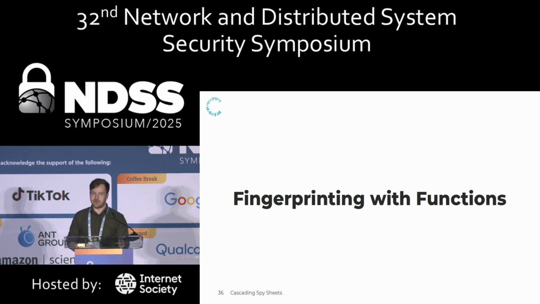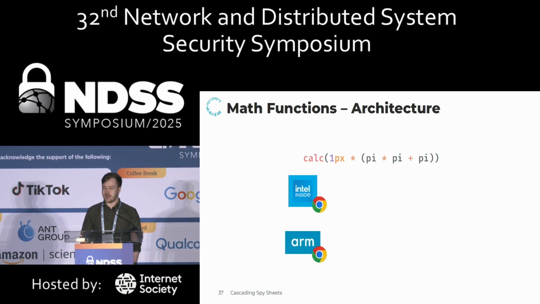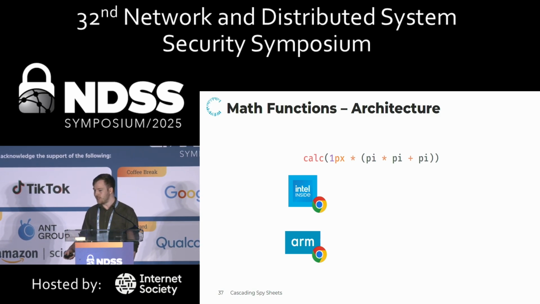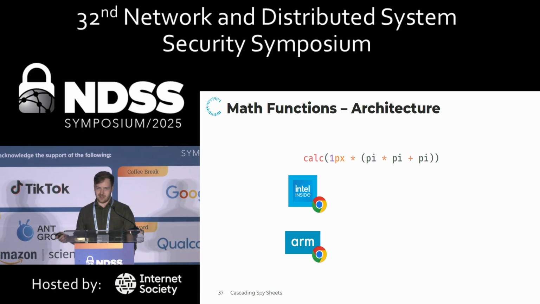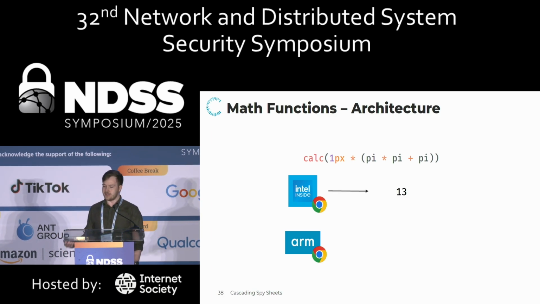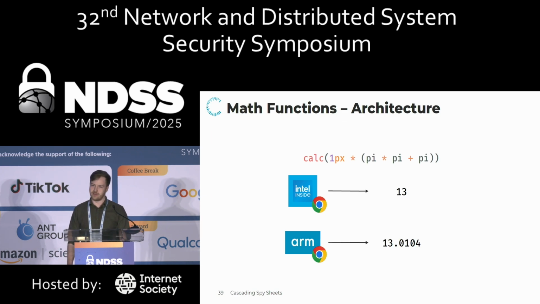Then I also briefly mentioned functions. And here we have one interesting function that we looked at in our paper, which is the calc function. What we do here basically is we calculate the expression pi times pi plus pi. And if we execute that on different architectures, so here, for example, we execute that on Chrome twice, once on Intel and once on ARM, on Intel we get 13 as a result, and on ARM, we get a different value.